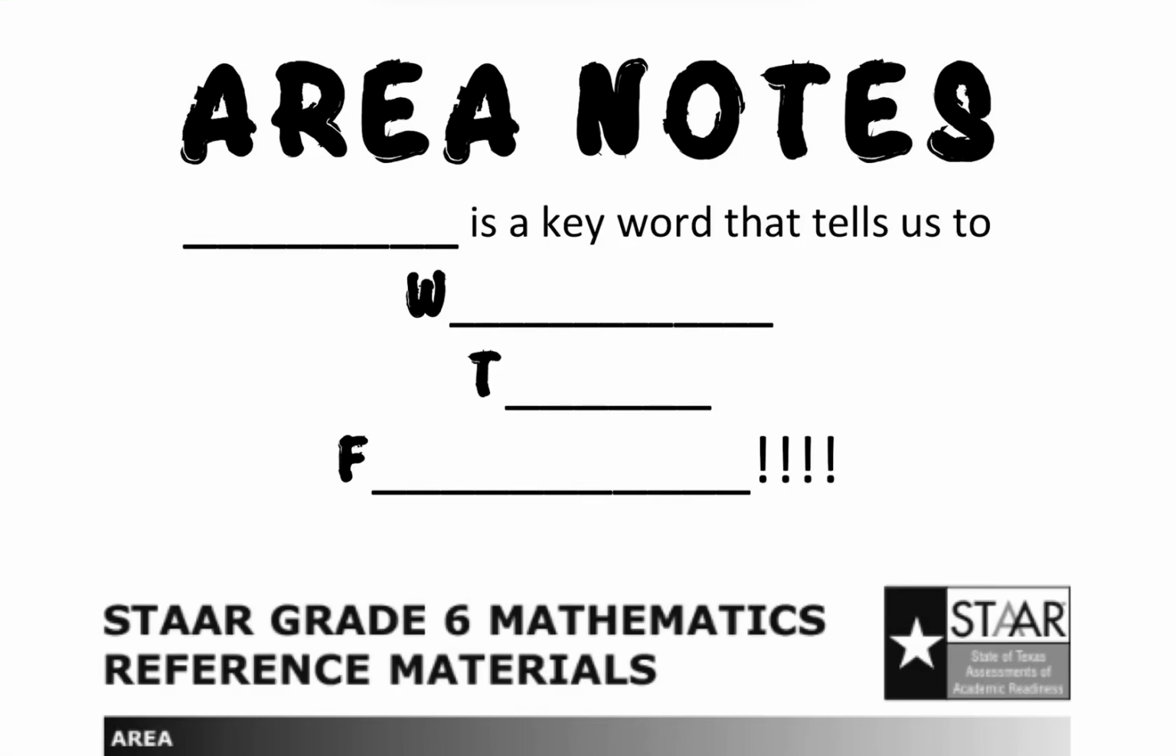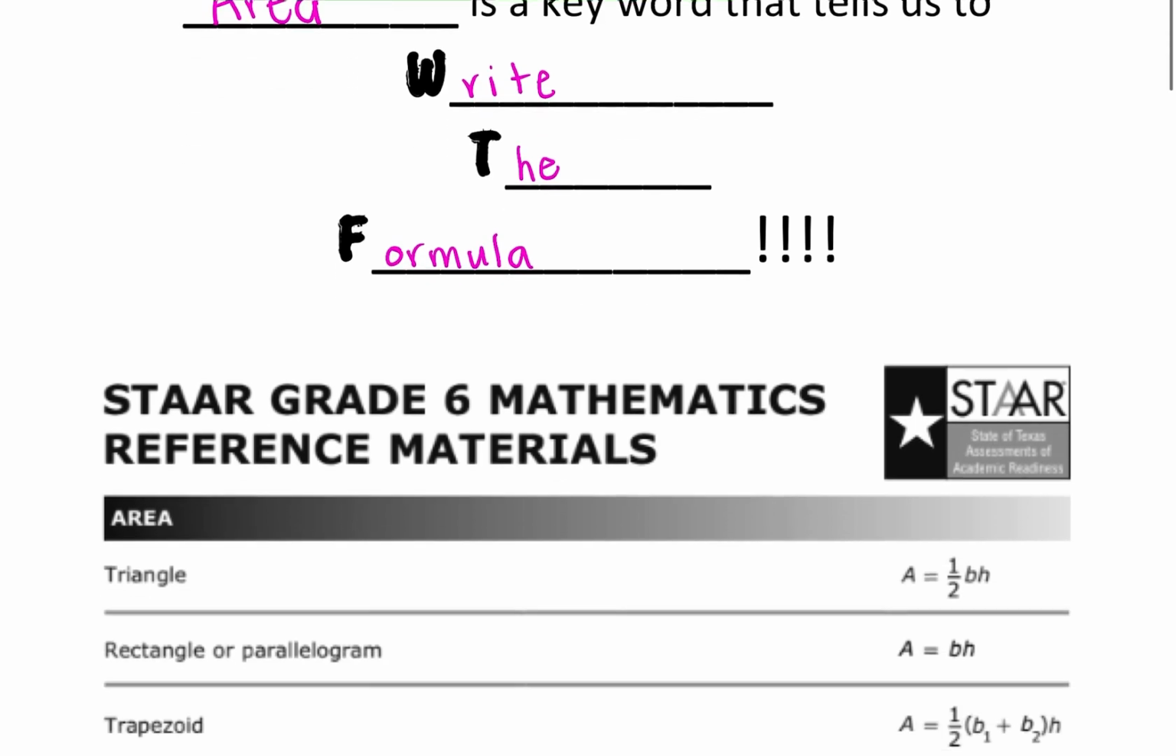On this episode of 6th grade math, we are going to talk about area. So we are actually going to be solving area this time. Area is always going to be our key word in a problem. It's going to literally say area, and it is a key word that tells us to WTF, write the formula. So anytime you see the word area, you are going to WTF, write the formula.